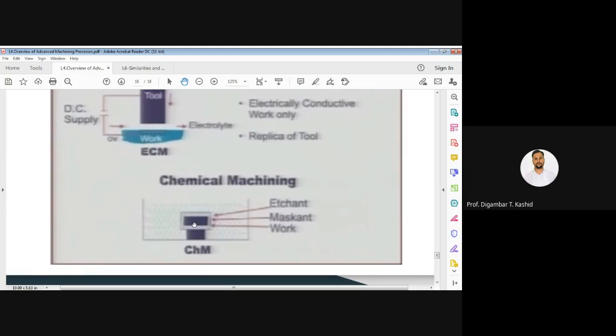And as we have divided the mechanical type advanced machining processes like WJM, AJM, AWJM, these processes normally give a low machining rate. Remember, whatever mechanical type advanced machining processes there are, these processes give low material removal rate and low accuracy.